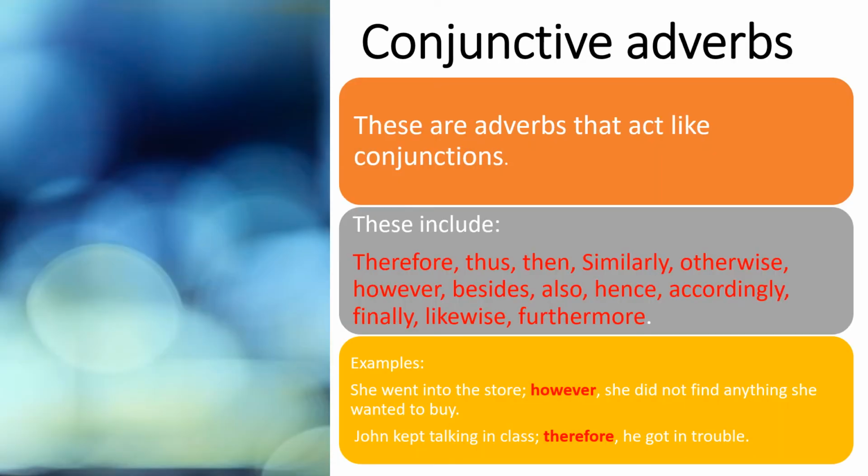Conjunctive adverbs. These are adverbs that act like conjunctions. These include therefore, thus, then, similarly, otherwise, however, besides, also, hence, accordingly, finally, likewise, furthermore. Examples: she went into the store, however, she did not find anything she wanted to buy. John kept talking in the class, therefore, he got in trouble.